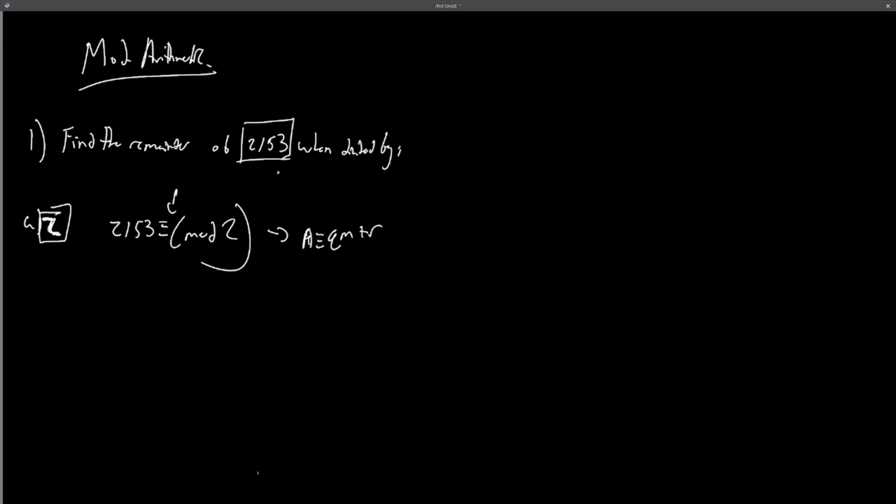So what is our n? Our n is pretty simple. N is just our number. And what's our q? We don't know what q is. And what's our r? We don't know what r is. That's what we're solving for anyways. But we do know what m is.